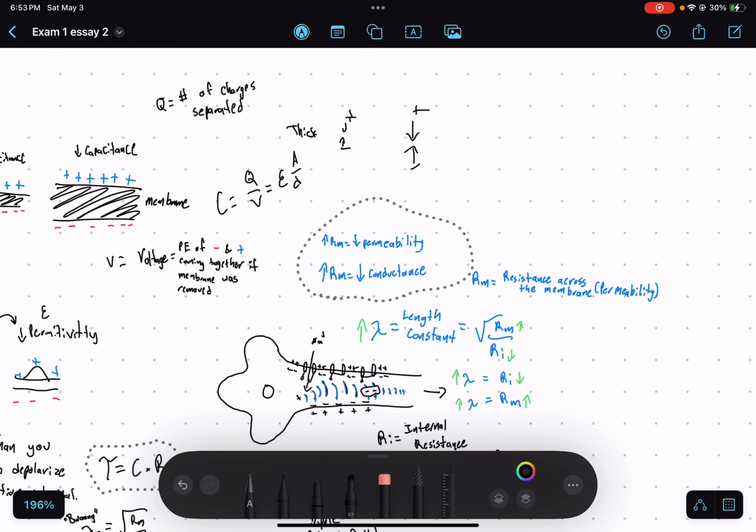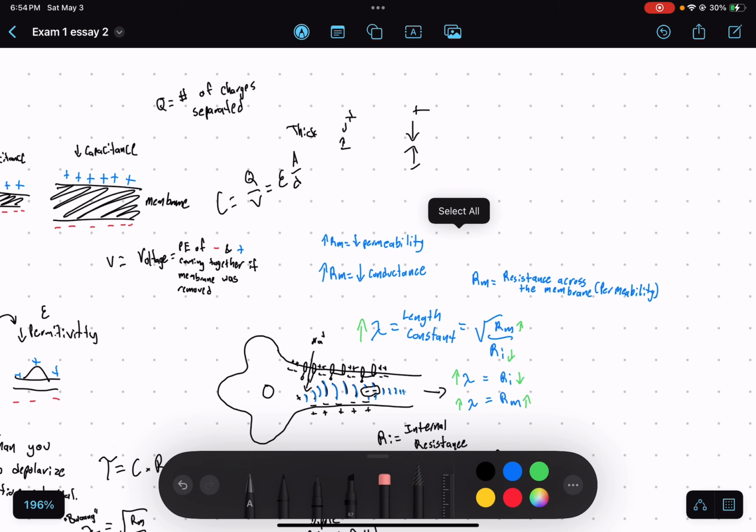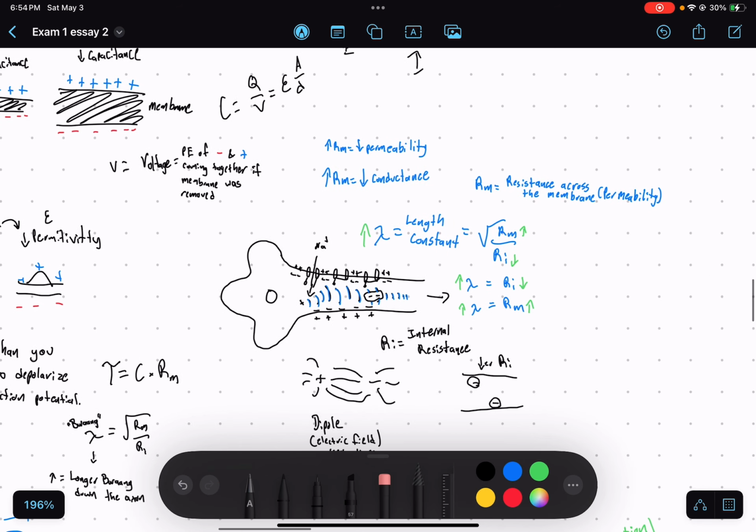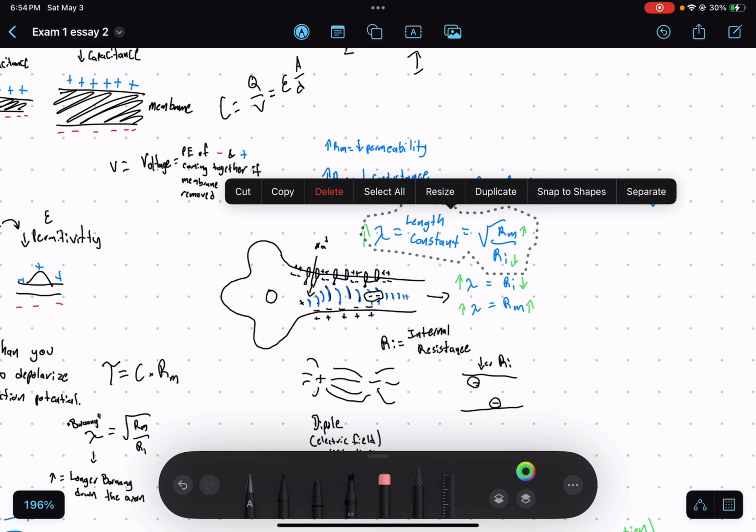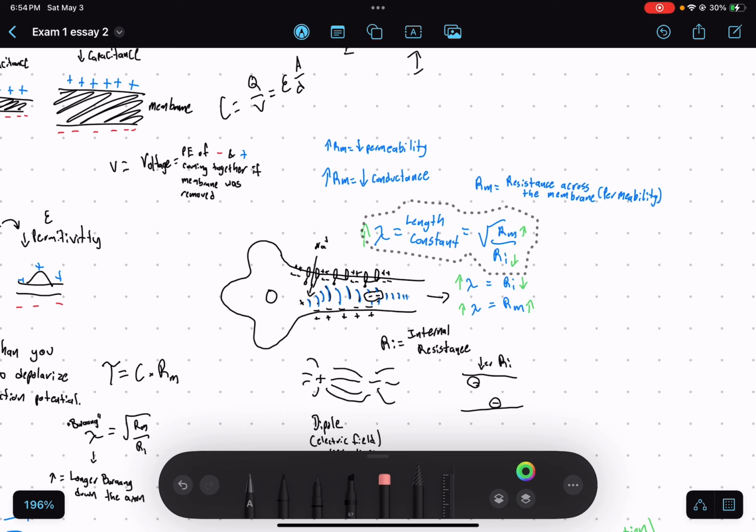Just real quick to teach you about membrane resistance. Membrane resistance is basically the inverse of permeability. So if you have a higher membrane resistance, you have lower permeability. And conductance and permeability are the same thing, really. So with this being said, we can jump into our length constant equation, which is length constant is equal to the square root of your membrane permeability over internal resistance.